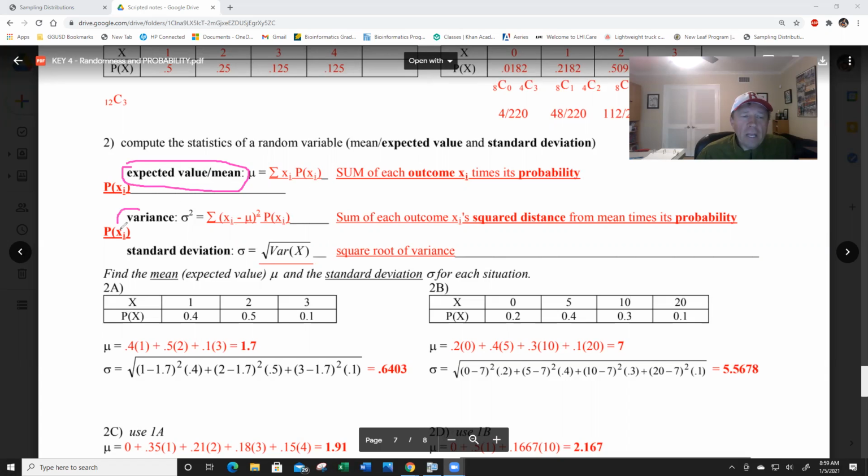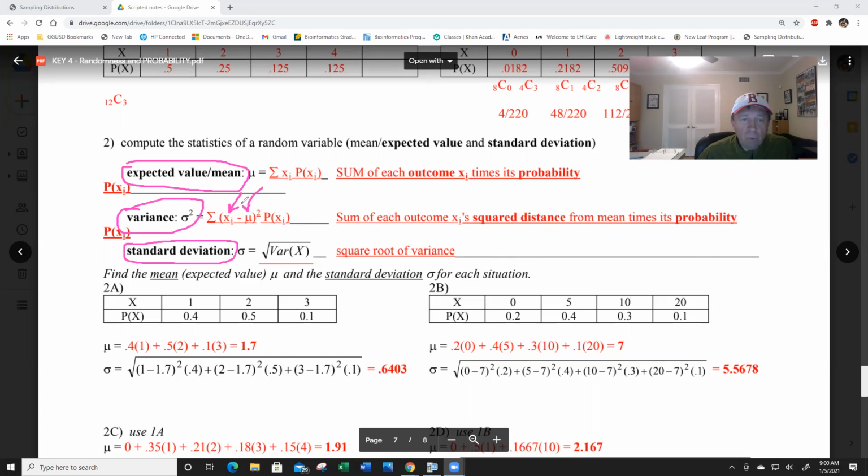Remember, the variance is the square of the standard deviation. We don't use that a whole lot in this class, but we do use the standard deviation, which, if you recall, means the typical distance from the mean. It is a very long formula. It's not hard, it's just long. X sub I means every individual number.